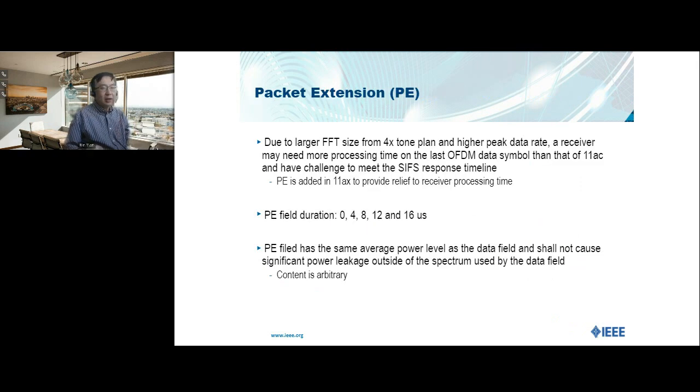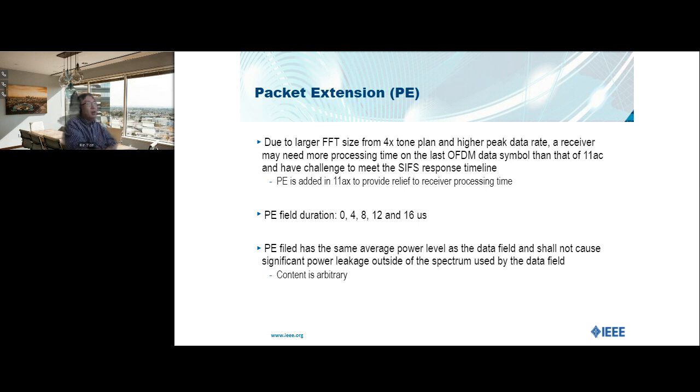Okay. Now the last thing I want to spend time talking about is packet extension because this is new. There are some questions in the Q&A. So what's the downside of going to 4x tone plan? One of the downsides is you go to a larger FFT size, which means you have last symbol processing, and you need more processing time.